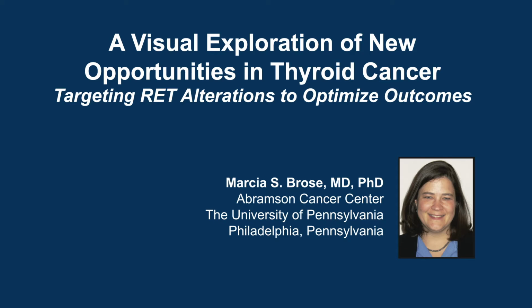Welcome to this peer review in motion activity entitled A Visual Exploration of New Opportunities in Thyroid Cancer, Targeting RET Alterations to Optimize Outcomes. In this educational program, we will use dynamic infographic visualization and animations to learn about RET fusions and mutations relevant in different types of thyroid cancer, the increasing importance of genomic testing to identify these alterations, and the new clinical role of RET inhibition in the treatment of thyroid malignancies.